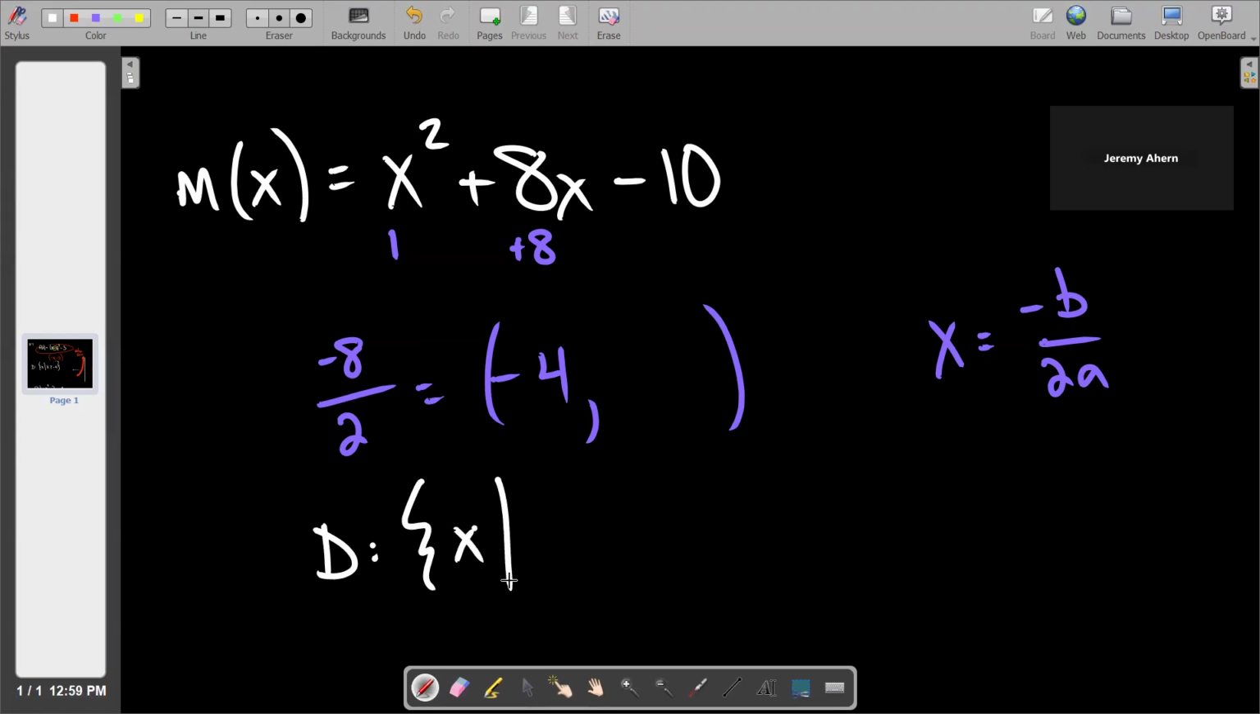A straight vertical line replaces the words "such that." So the set of all x's such that x is greater than. Nice job. Okay, so domain restriction complete. Any issues with that?